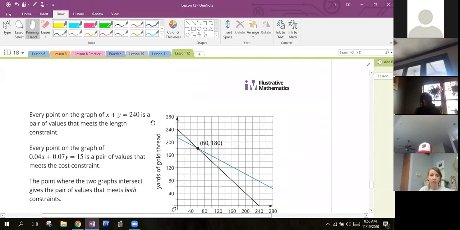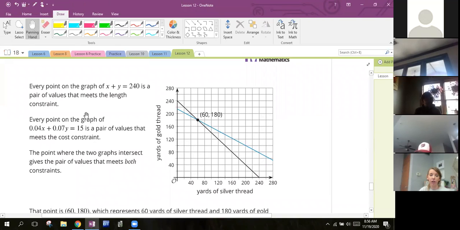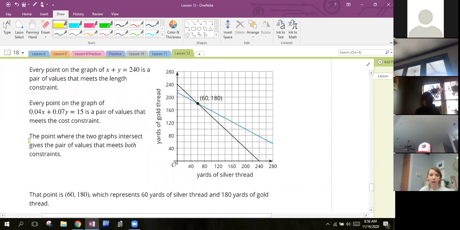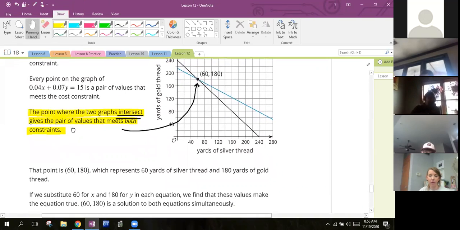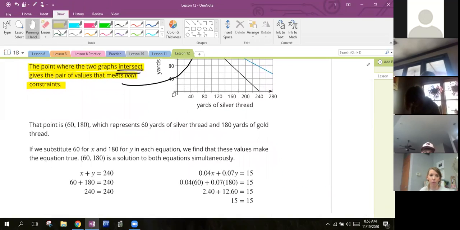Okay. So what they've done here is they've gone ahead and taken both of those equations and graphed them for us on this line. And it says right here, the point where the 2 graphs intersect gives the pair of values that meet both constraints. So that would be the solution to them. It says that point is 60, 180, which represents 60 yards of silver and 180 yards of gold.